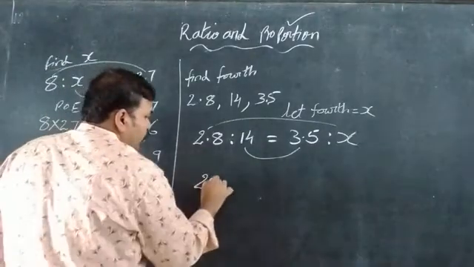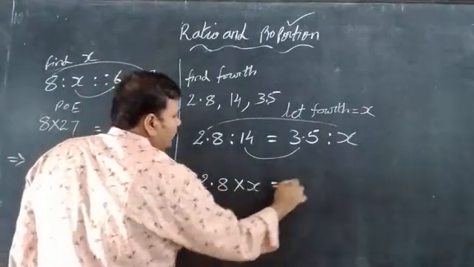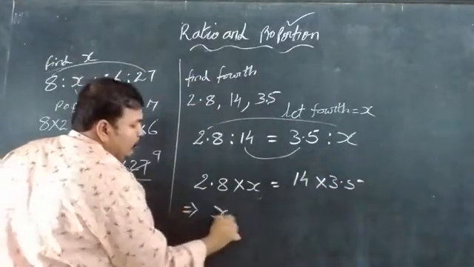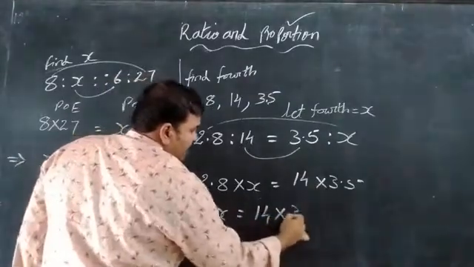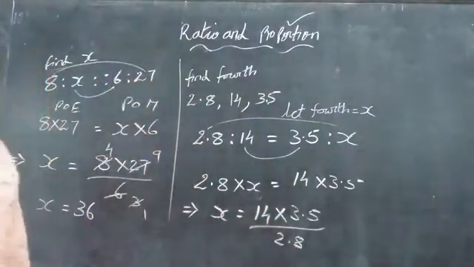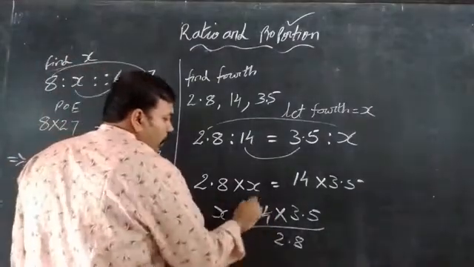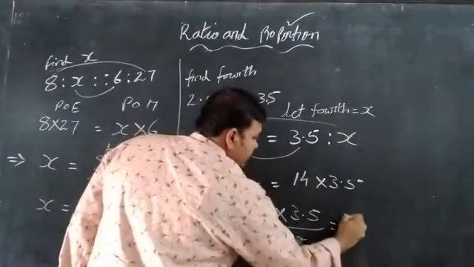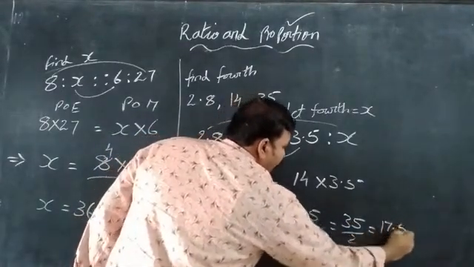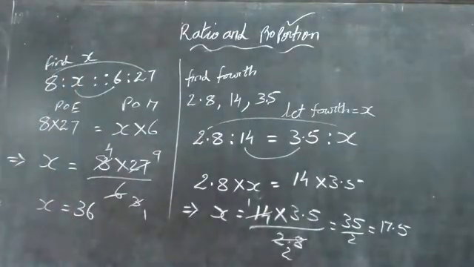That is 2.8 into x is equal to 14 into 3.5, which implies x is equal to 14 into 3.5 by 2.8. The point and point will cancel. 14 table 1 time, 2 times, which is equal to 35 by 2, that is 17.5. The fourth proportion for the sum is 17.5. This is about finding x.